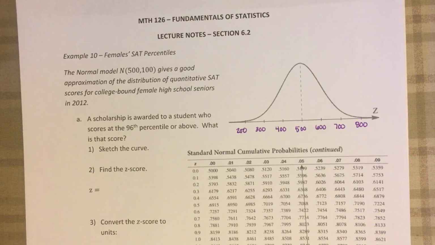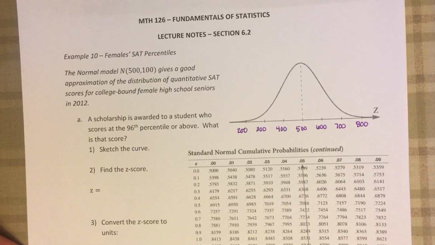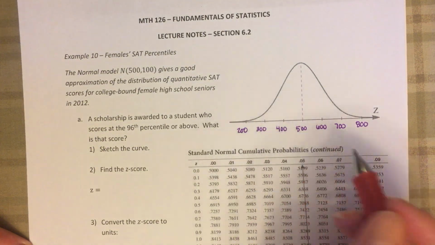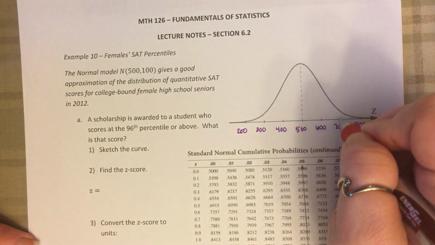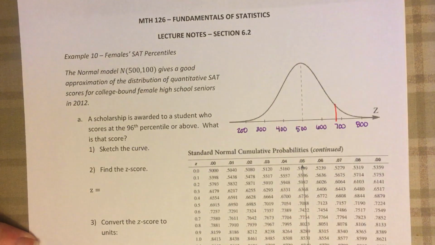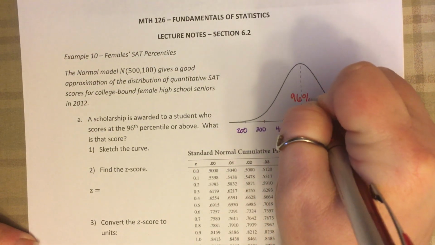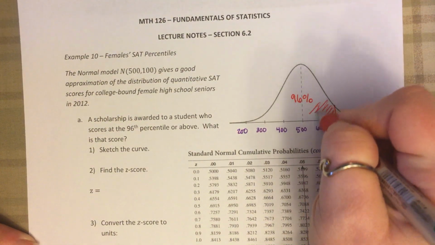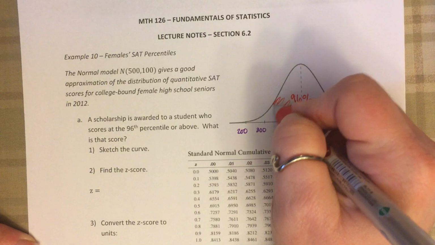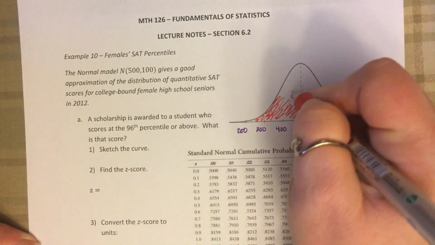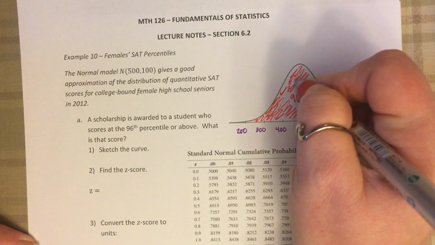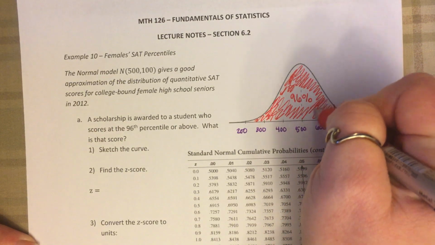Unlike last time where we were drawing sketches based on exact values, we're going to draw sketches more based on approximations. If we think about the 96th percentile, it's going to be towards the very top. If we found our 96th percentile, it's going to be somewhere over here on the right. This shaded area represents 96%. So the larger the percentile that we're looking at, the more shaded area we are going to have.